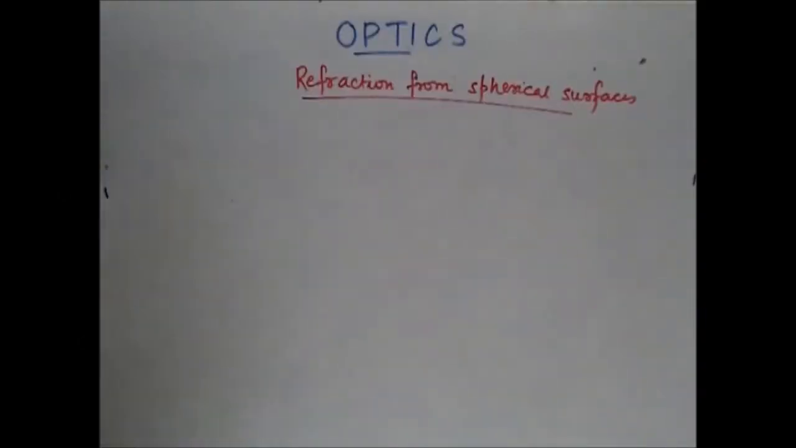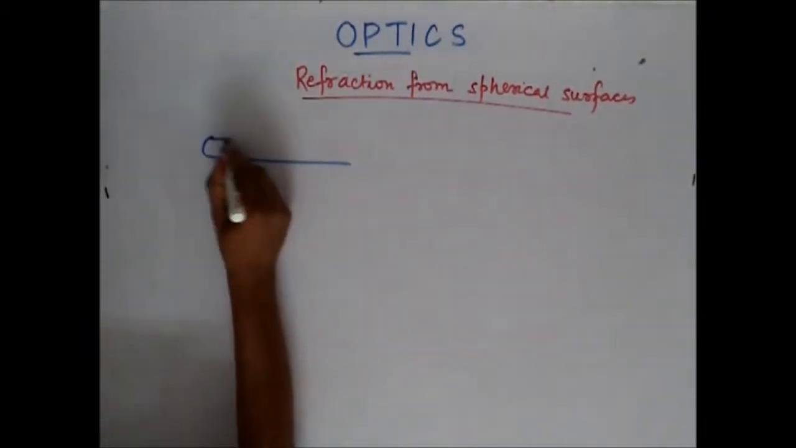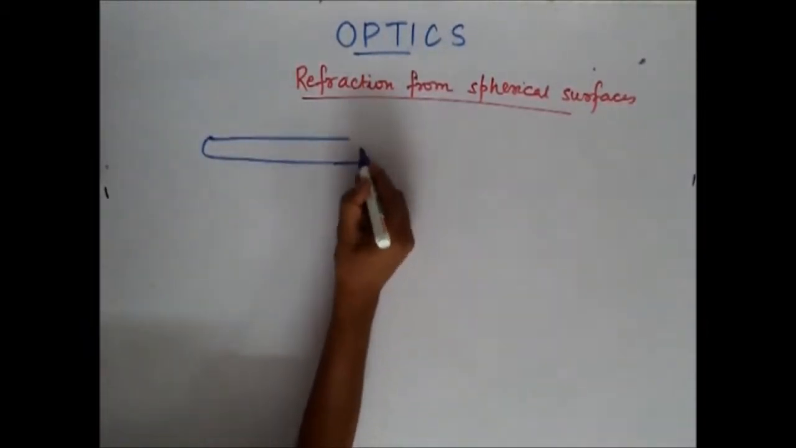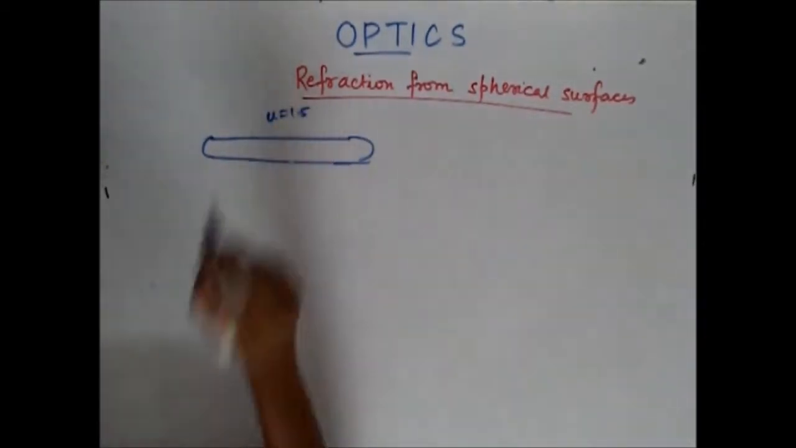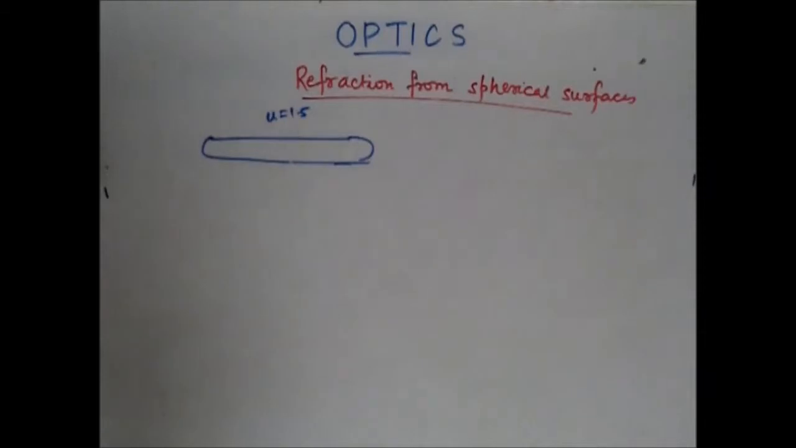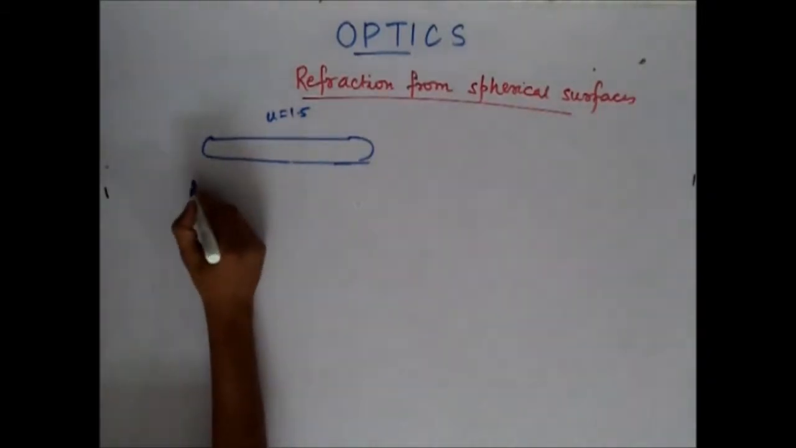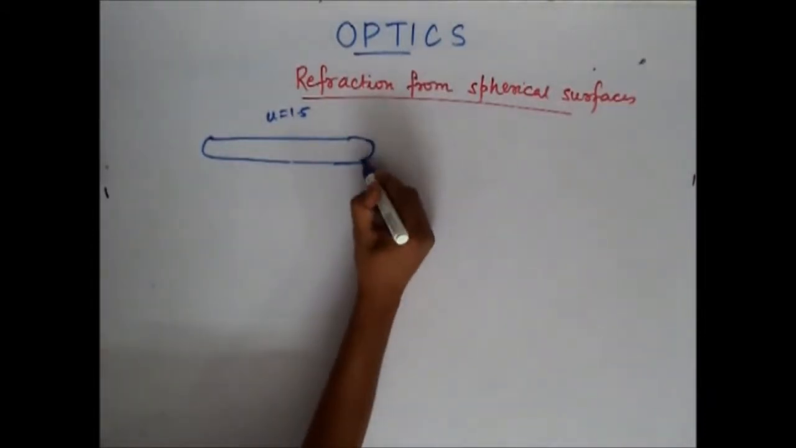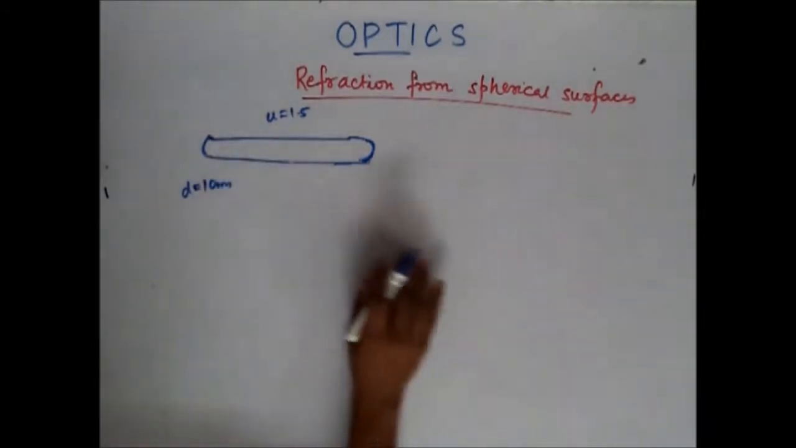The next question, or the fifth question, is as follows. You have a cylindrical glass rod like this of mu 1.5. The diameter of both the ends are like hemisphere, and they have a diameter of 10 centimeter.